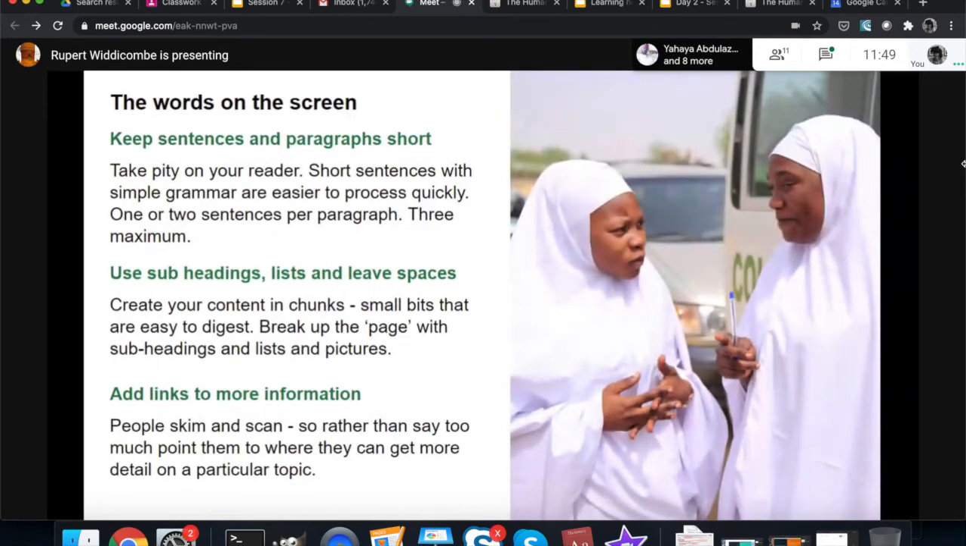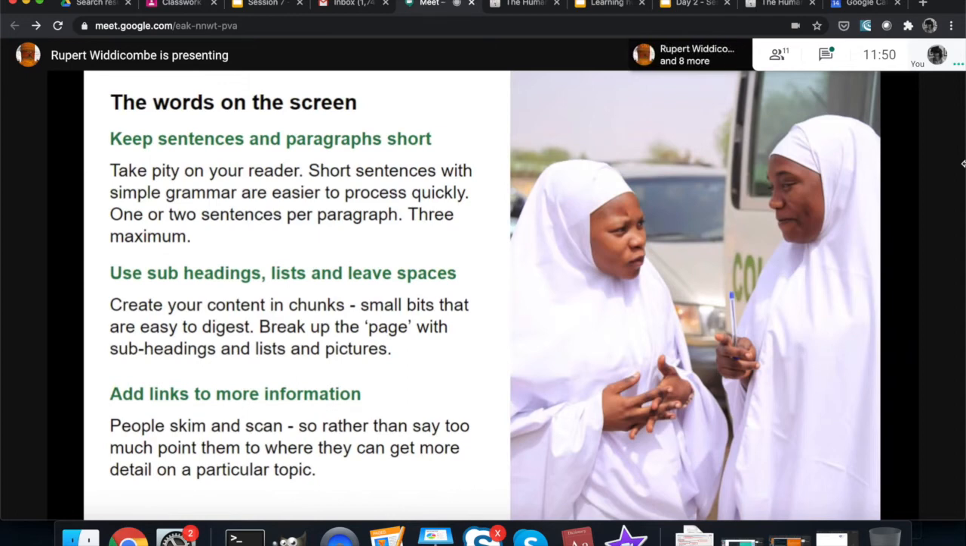Also, break up the page using subheadings. Lists are good. Leave white space on websites. It doesn't need to be filled up with stuff. It actually helps the reader. Rather than provide everybody with all the detail on a particular topic right then and there, provide links to another page where you've got the specific detail all together.